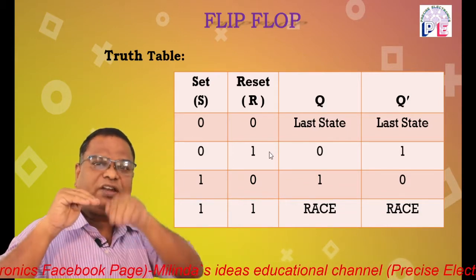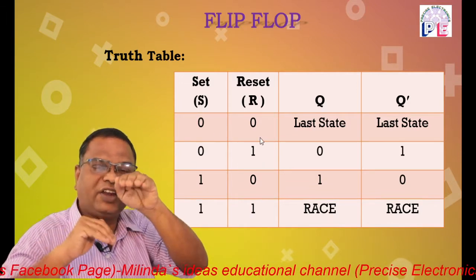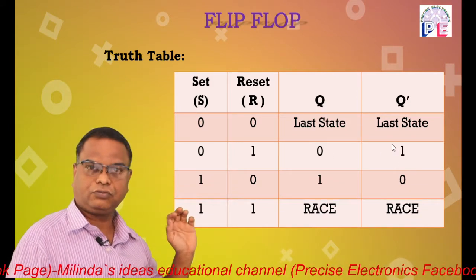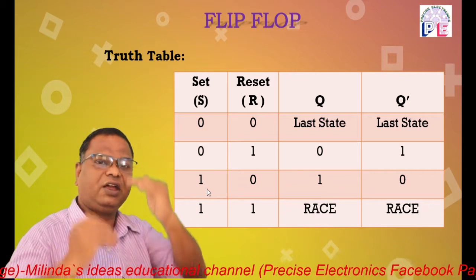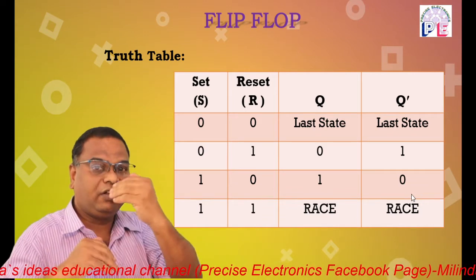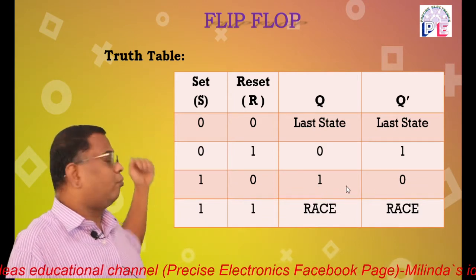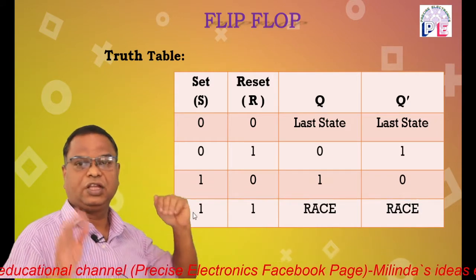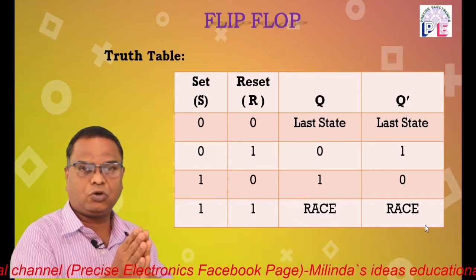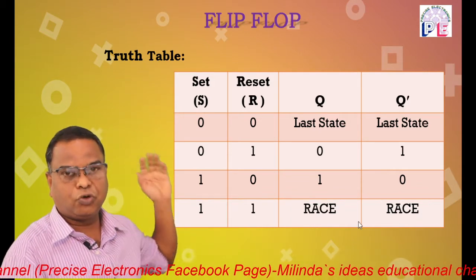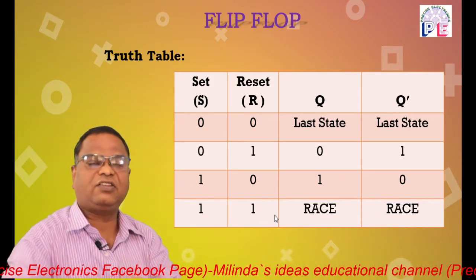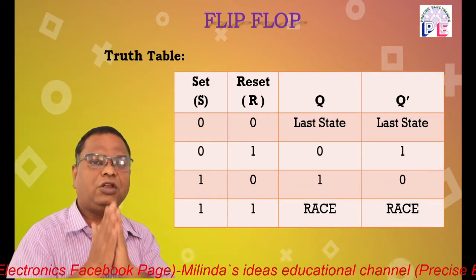When set input is low and reset input is 1, that is the second case. When reset input is high, the flip-flop is in reset mode, so Q is 0 and Q complement is 1. The third case: when set input is high and reset input is low, the flip-flop is in set mode. So Q is now 1, Q complement goes to 0, low level. And the last state, when both set and reset inputs are high, the flip-flop is in race mode, a forbidden state, and the outputs Q and Q complement are known as race, or forbidden. So friends, that is the RS flip-flop, the basic flip-flop used in logic circuits.